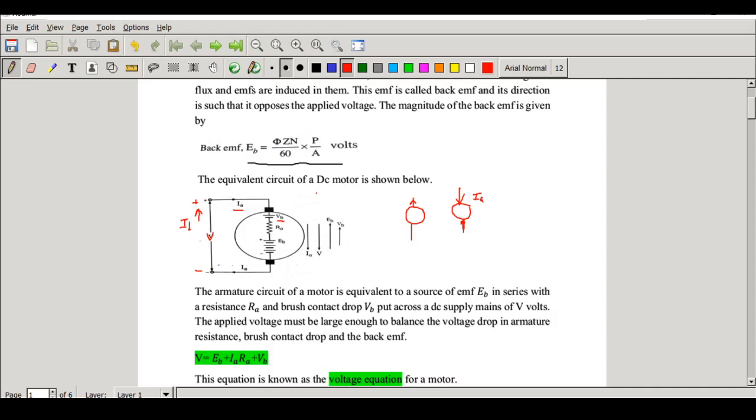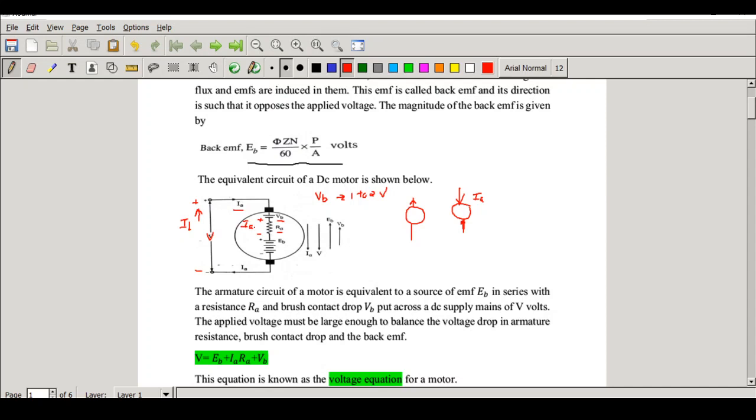Now there is another voltage which you can see here, which is represented as VB. This VB we call a brush drop, and usually the voltage drop across the brushes comes to about 1 to 2 volt. Okay, 1 to 2 volt. Then you can see the resistance RA, that is the armature resistance RA, and due to the resistance of the armature there will be a small voltage drop which you can represent as IA into RA, that is the voltage drop across the armature.